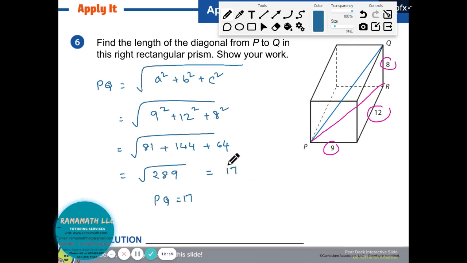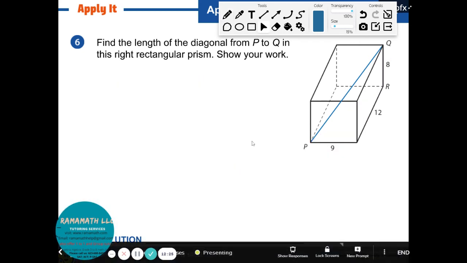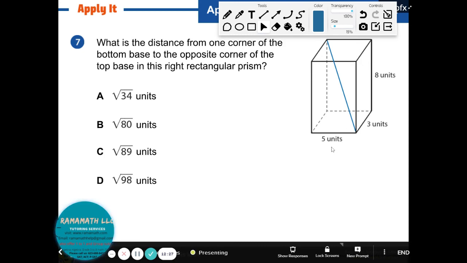So take your time and complete this one on the slide. Alrighty, the same way, try this question. They give you the 5, 3, and 8. So apply the same formula, the square root of a squared plus b squared plus c squared. Then you get the longest diagonal. Okay, so complete this one so that we can submit it.